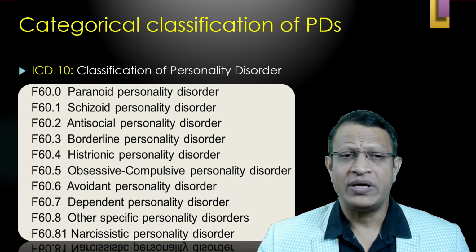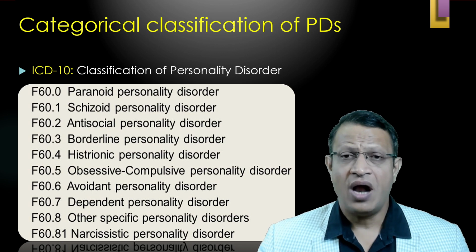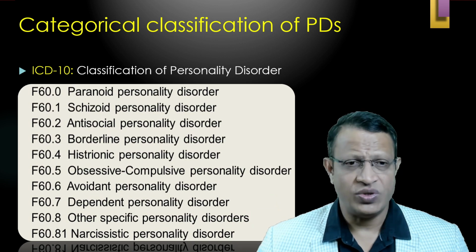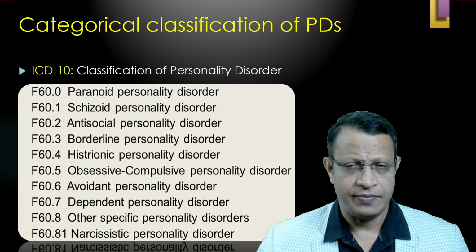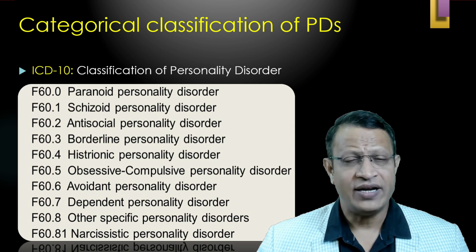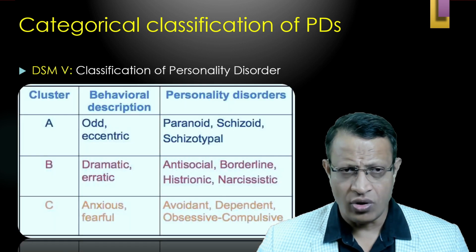With regard to categorical classification of personality disorder, 10 personality disorders have been explained under ICD 10. These are the personality disorders mentioned under ICD 10. They are paranoid, schizoid, antisocial, borderline, histrionic, obsessive compulsive, anxious avoidant, dependent, other, and narcissistic personality disorder.